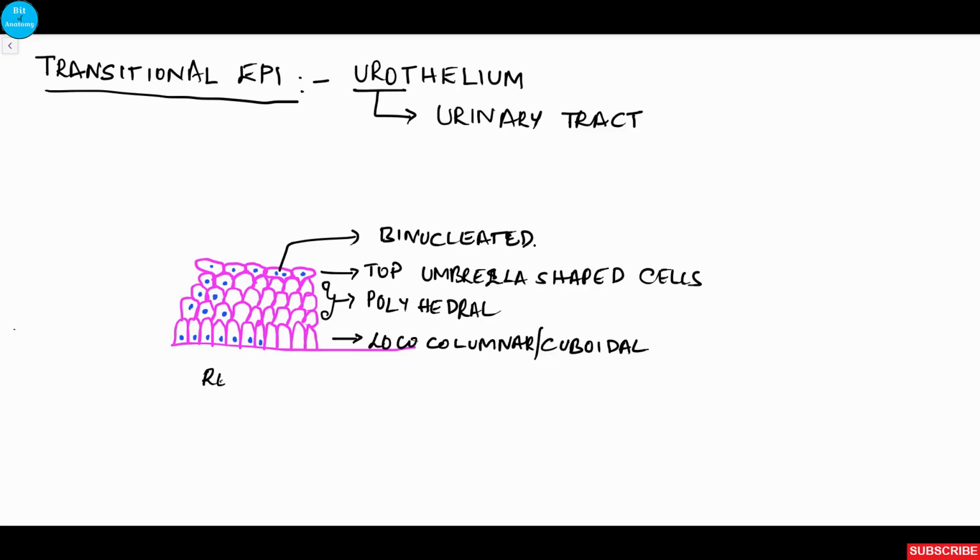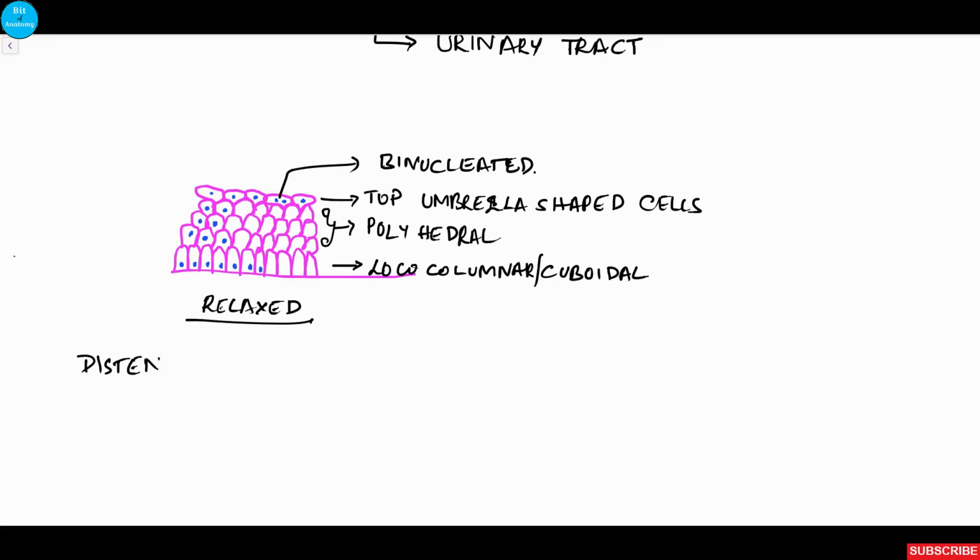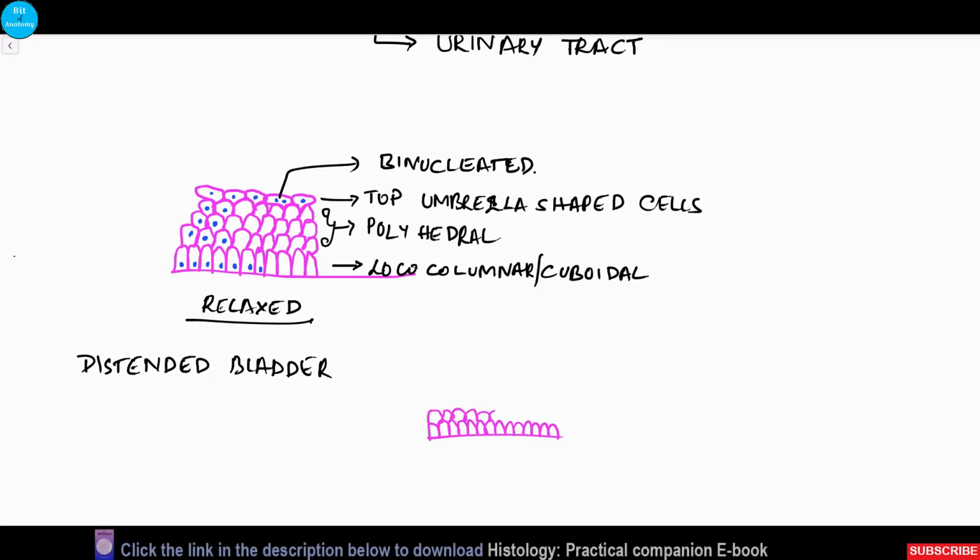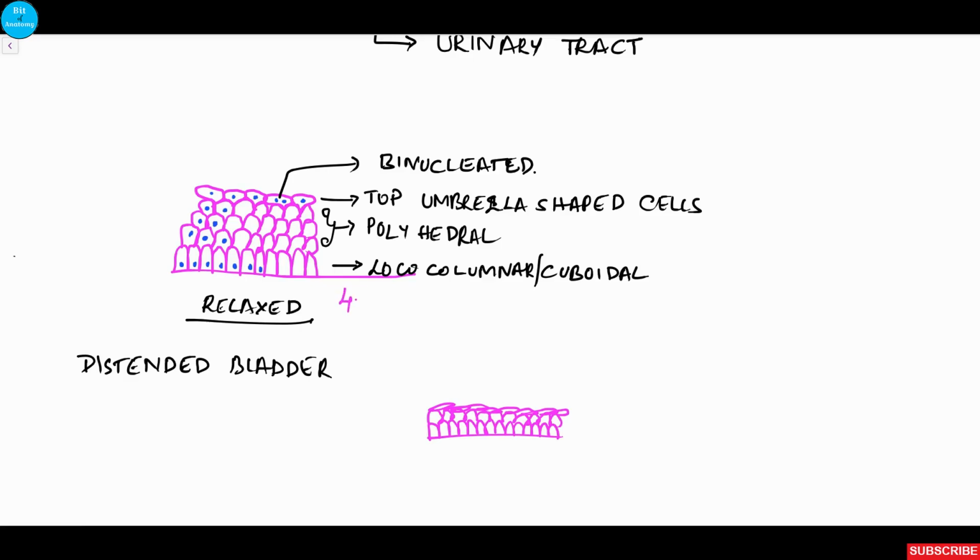So this is actually in the relaxed phase of the urinary bladder. You will see numerous layers. When the bladder gets distended with urine, the number of layers significantly reduces to just 2 to 3 or maximum 4 layers. So this transition from more layers to fewer layers is why it's called transitional epithelium.